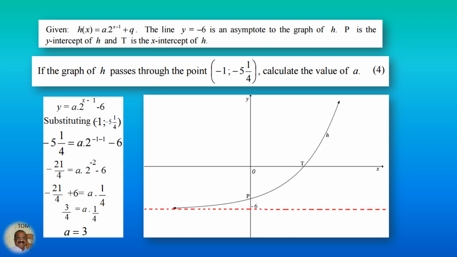So 6 is taken to the left side, we get -21/4 plus 6 equal to a times 2 to the power -2, which is 1/4. We simplify the left hand side on the calculator. Don't guess, make use of the calculator. So we get 3/4 equal to a times 1/4. Now the denominators are 4 and 4. So a is equal to 3.